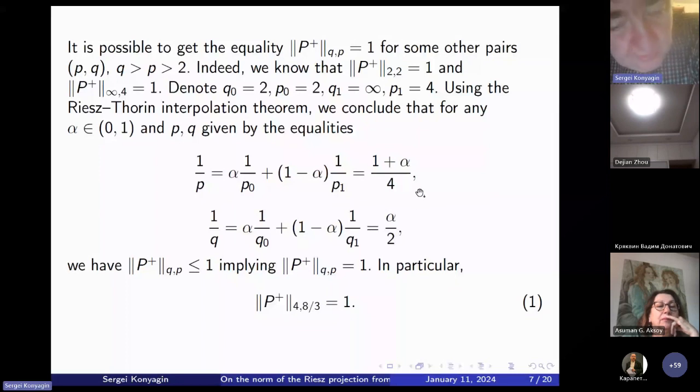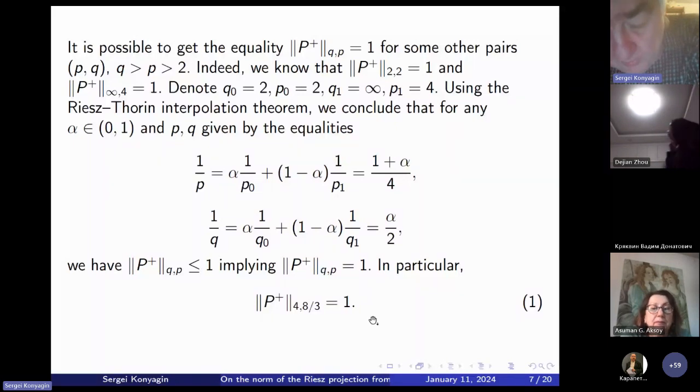And the interpolation theory says that the norm of the operator P plus from LQ to LP is also bounded by 1. Actually, this norm is equal to 1 if P and Q are defined by these equalities. In particular, if you take alpha to be equal to 1/2, then we can conclude the following equality, that the norm of the operator from L4 to L8 over 3 is 1.